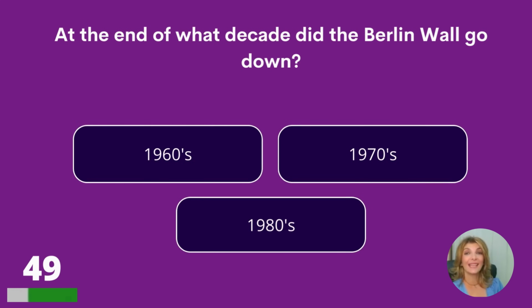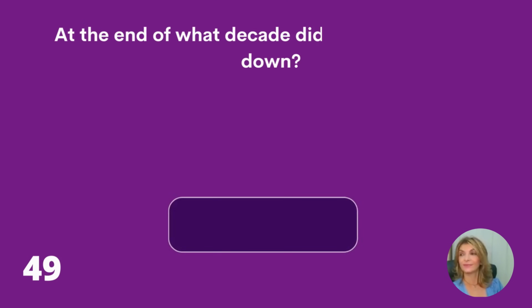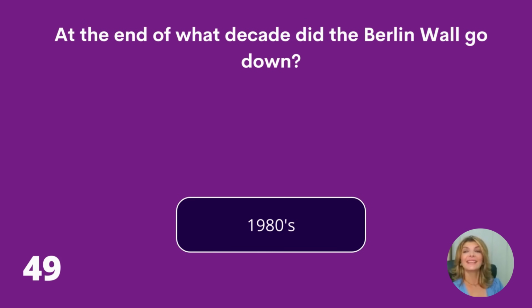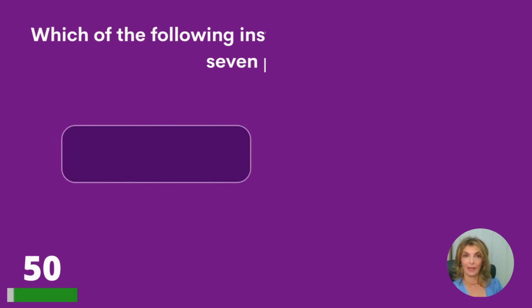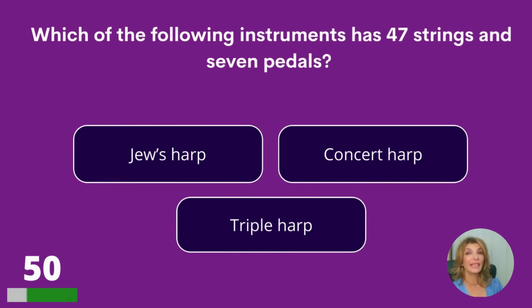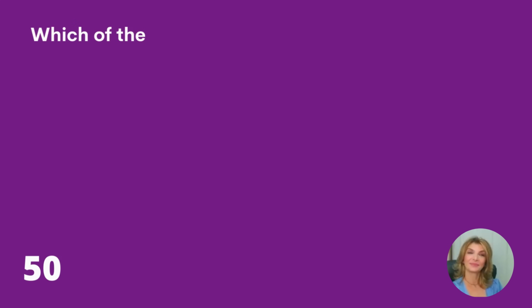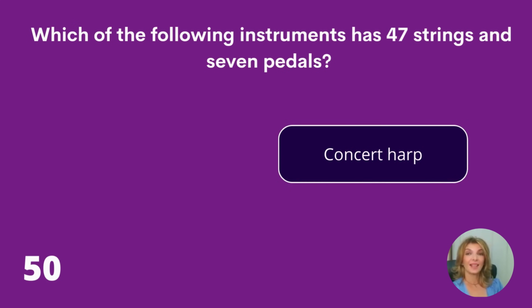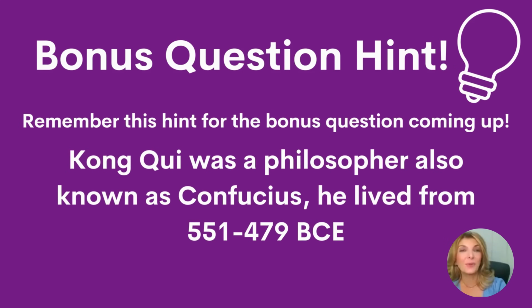At the end of what decade did the Berlin Wall go down? The 1960s, the 70s, or the 80s? The 1980s. Which of the following instruments has 47 strings and 7 pedals? Choose harp, concert harp, or triple harp? The concert harp.